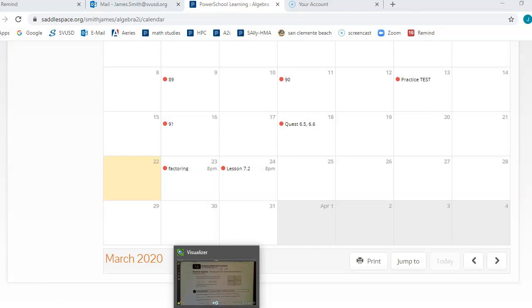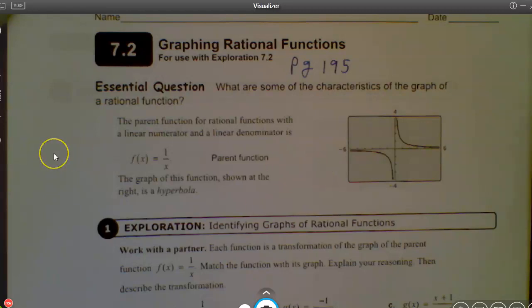Alright, we are starting off our first lesson on Chapter 7. So we're actually jumping ahead to 7.2. We skipped 7.1. So go ahead to 7.2. You should be looking at page 195 in your journal.